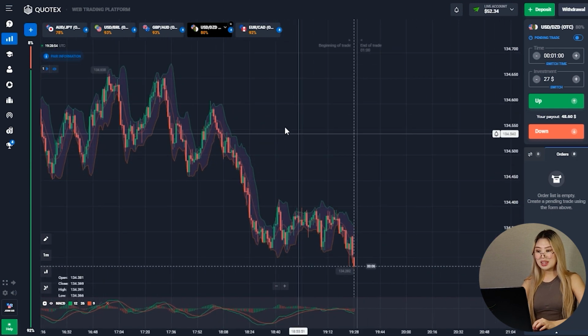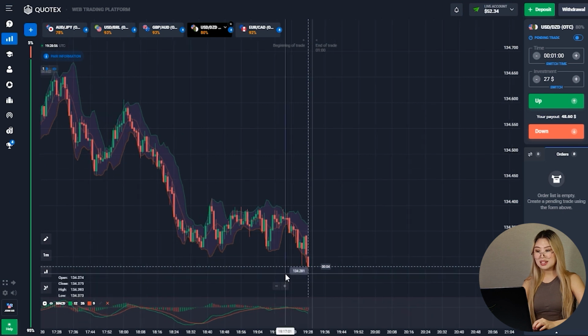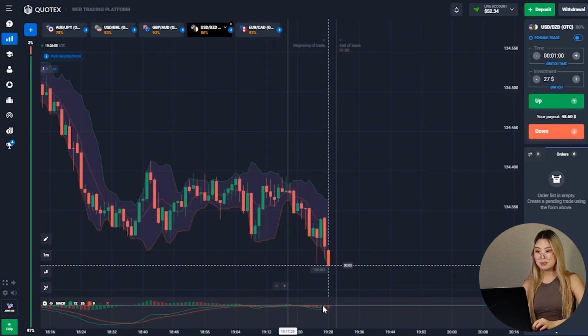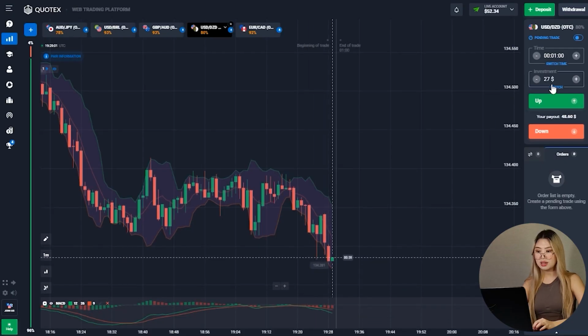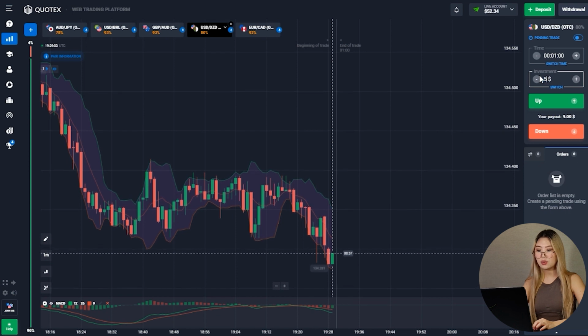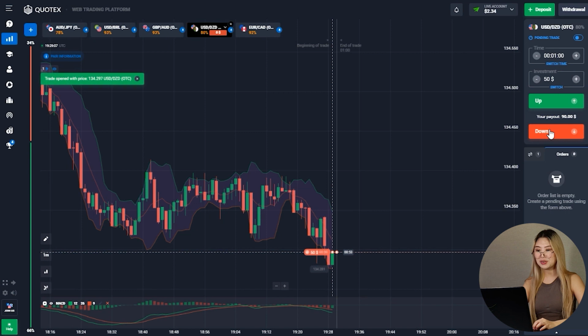As we can see, the downtrend movement has continued, but look, you can see by the MACD indicator the red histogram, and I think this movement is going to continue, so $50 and trading down, let's go.